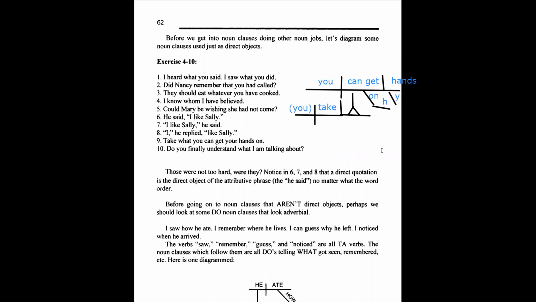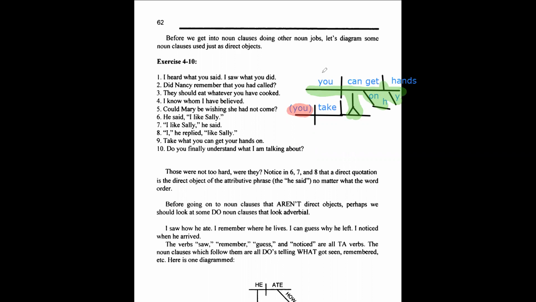Okay, so this is how you do it. All the same principles you've done before. All right, you have your subject, which is implied. You have your verb, and then you have this huge direct object, which is a noun clause. And because it's a clause, you just diagram it like a normal clause, except that you're going to put it on this funky little stick. And that's it. Those were not too hard, were they?